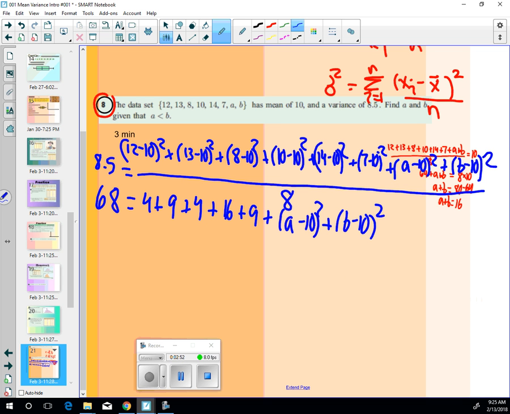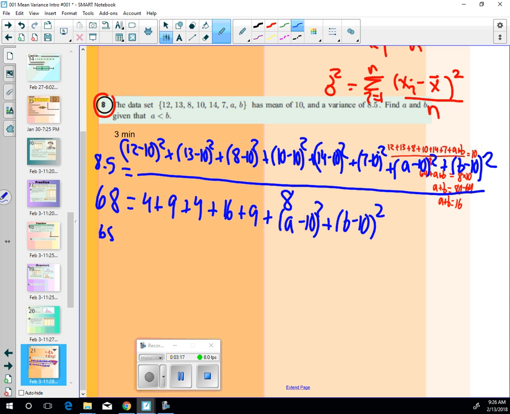How are we doing? Micah, how are we doing? Good. Now what should we do? What do you think? Yeah, I would add these together. So this is going to be 25 and 8 is 33, 42.